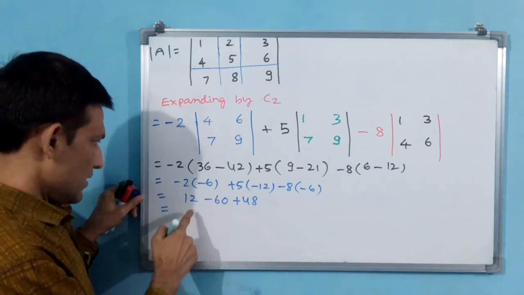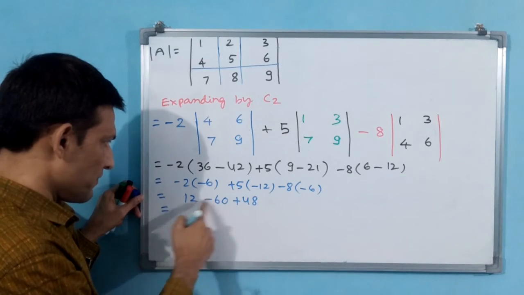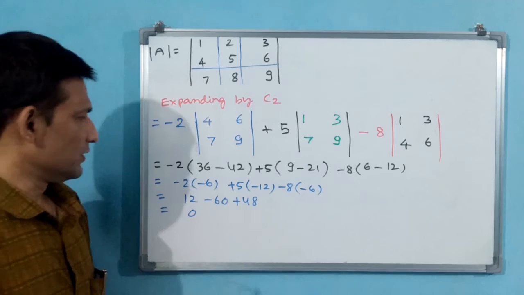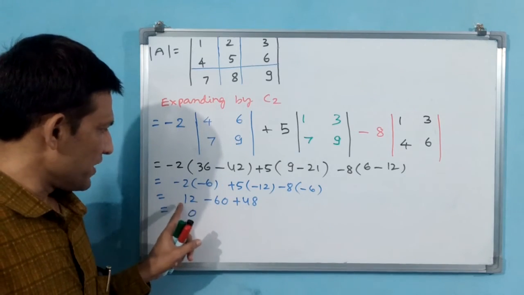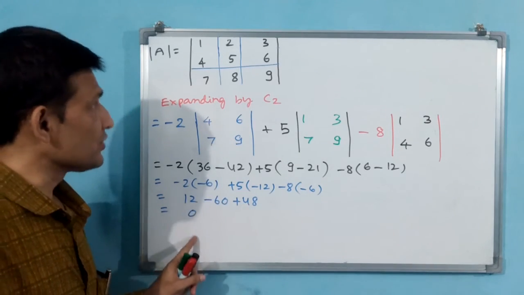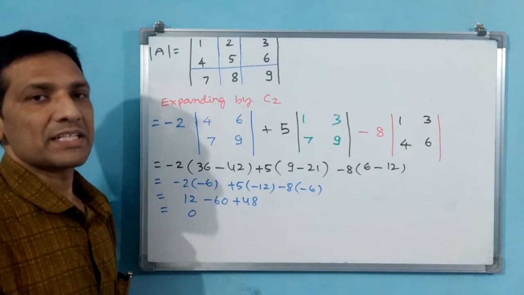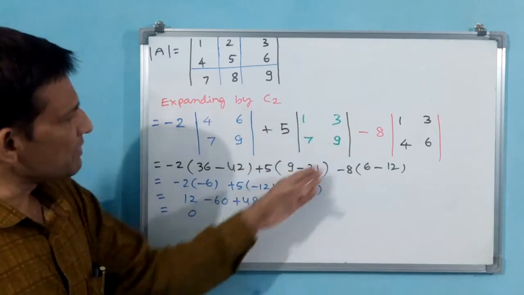Okay. Now you see, plus is how much? 50, 60. 0 will come. 48 plus 2, 50 plus 10, 60. 60 minus 60, 0. That means determinant is 0. You understand the concept? Or else any mistake have you done?